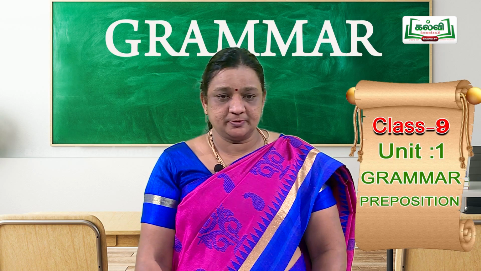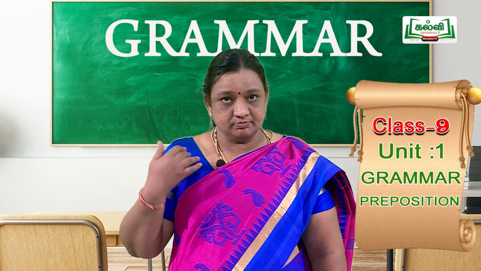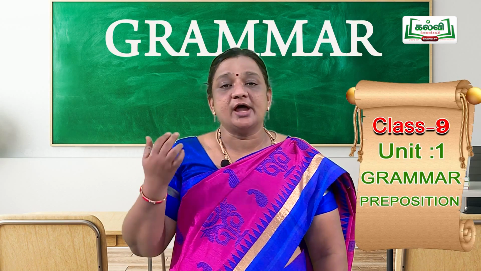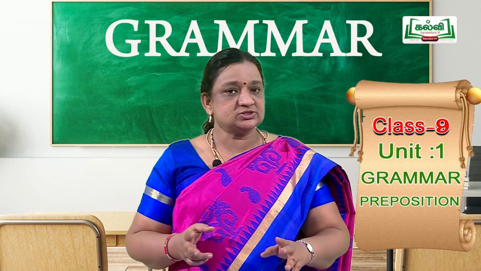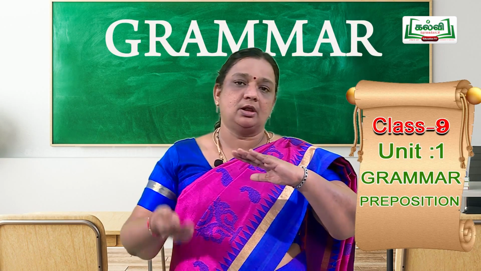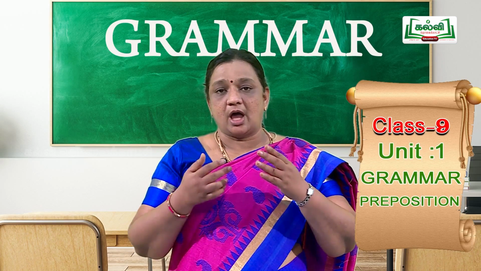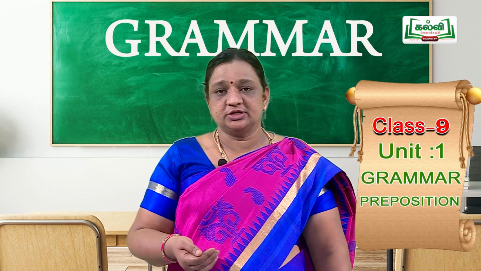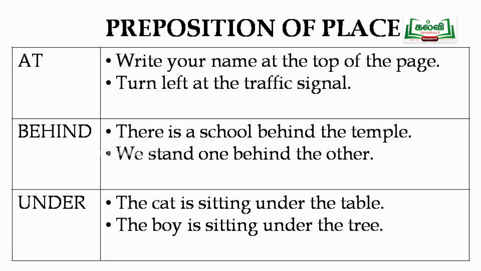Going to the next preposition, under. Under is a preposition we use to say when a thing is at the bottom or at the lower level of the other thing. Two things are there. One is on the upper level and the other one is on the lower level. We use under when we talk about the thing on the lower level. The cat is sitting under the table. The boy is sitting under the tree.